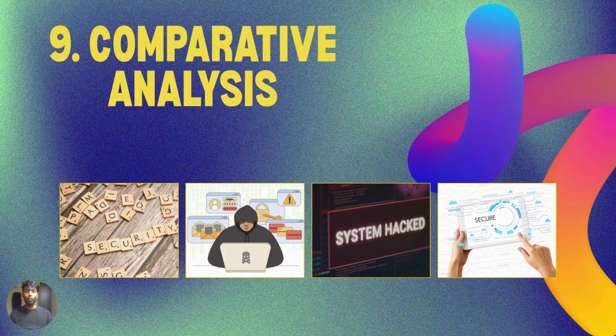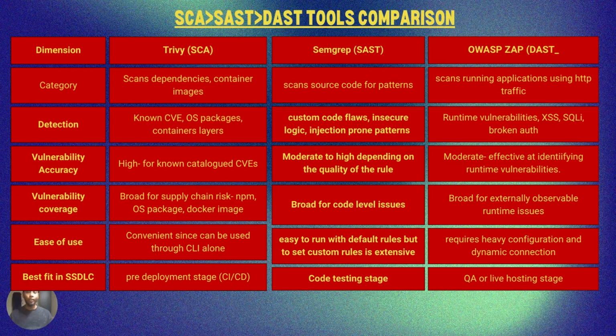We have seen so far three different tools used in three different categories: static analysis, dynamic analysis, and software composition analysis. In the next slide, we will be briefly reviewing the different scopes and the comparison in terms of different dimensions. The first one is Trivy, which is a software composition analysis tool. The second one is Semgrep, which is a static analysis application security tool. And the last one is ZAP, which is a dynamic application security tool, which scans the running application via HTTP traffic.